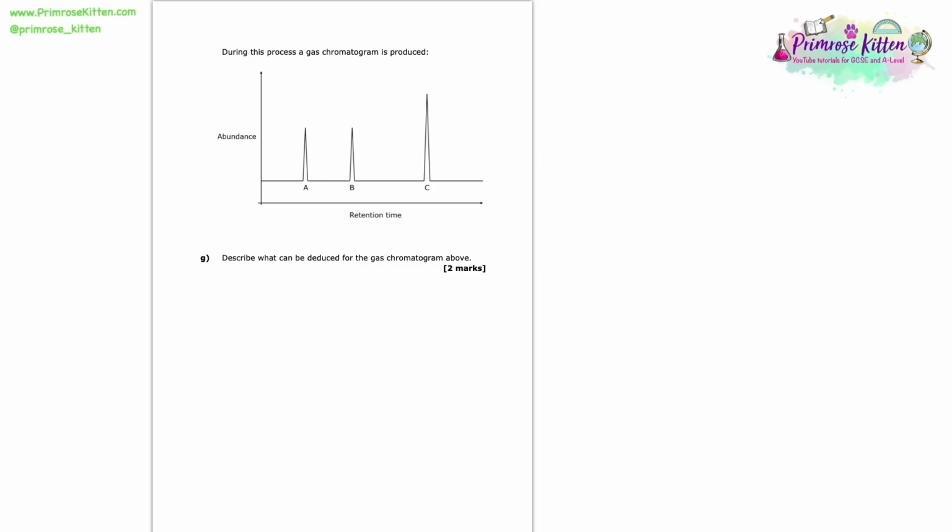During this process, a gas chromatogram is produced. And here we've got a diagram of one. We can see we've got abundance on the y-axis and retention time on the x-axis. Here we're asked to describe what can be deduced from the gas chromatogram above. So here I can see we have got A, B and C. The fact that we've got 3 distinct different peaks tells us that 3 substances are present in this sample. And that's the first thing that we can say.